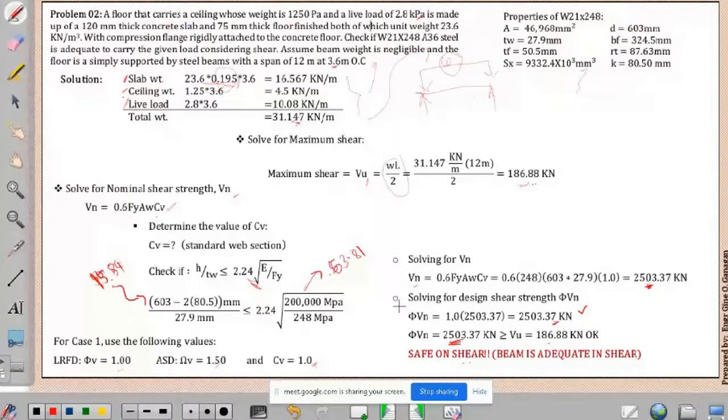So, for problem number 2, yung beam natin is adequate sa shear. So, pasado yung ating beam. So, that's for problem number 2.